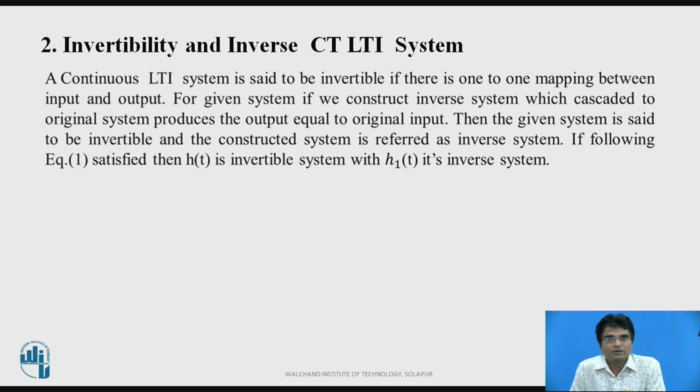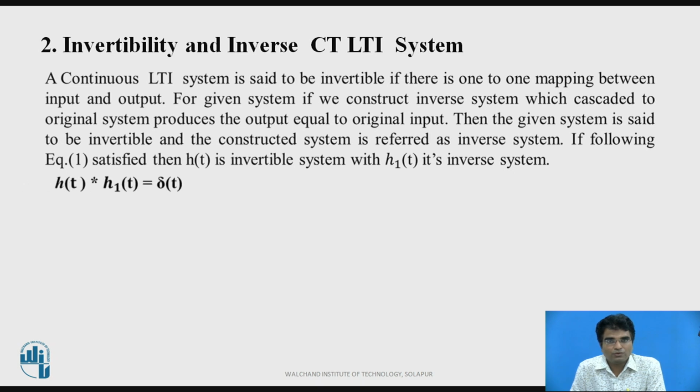Invertibility and inverse continuous time LTI systems. A continuous LTI system is said to be invertible if there is a one-to-one mapping between input and output. For a given system, if we construct an inverse system which, cascaded with the original system, produces an output equal to the original input, then the given system is said to be invertible and the constructed system is referred to as an inverse system. If the following equation 1 is satisfied, then h of t is an invertible system with h1 of t as its inverse system.